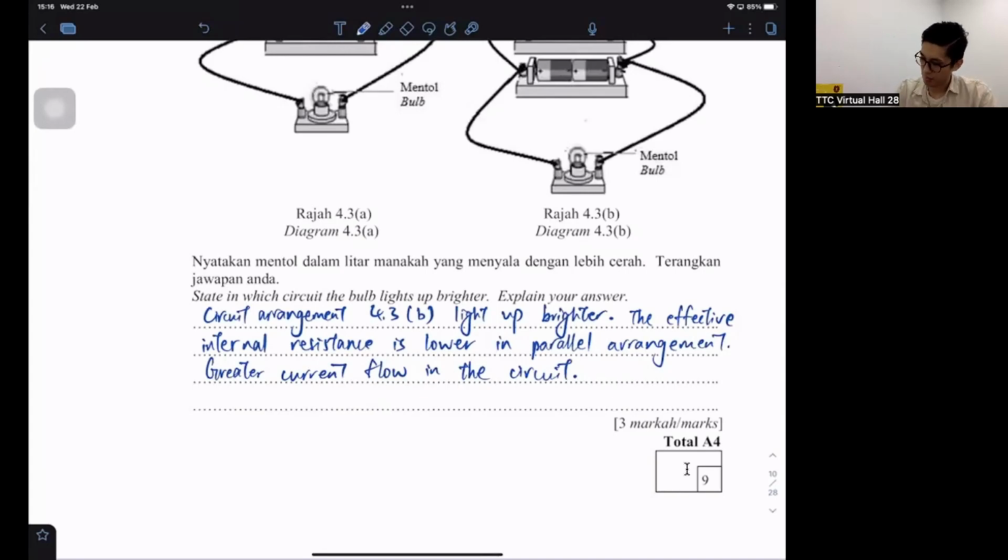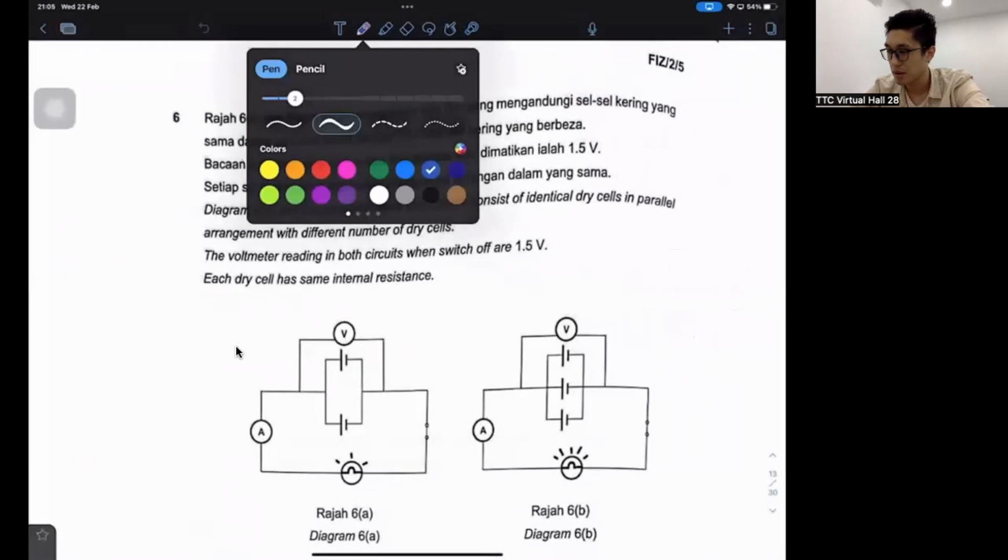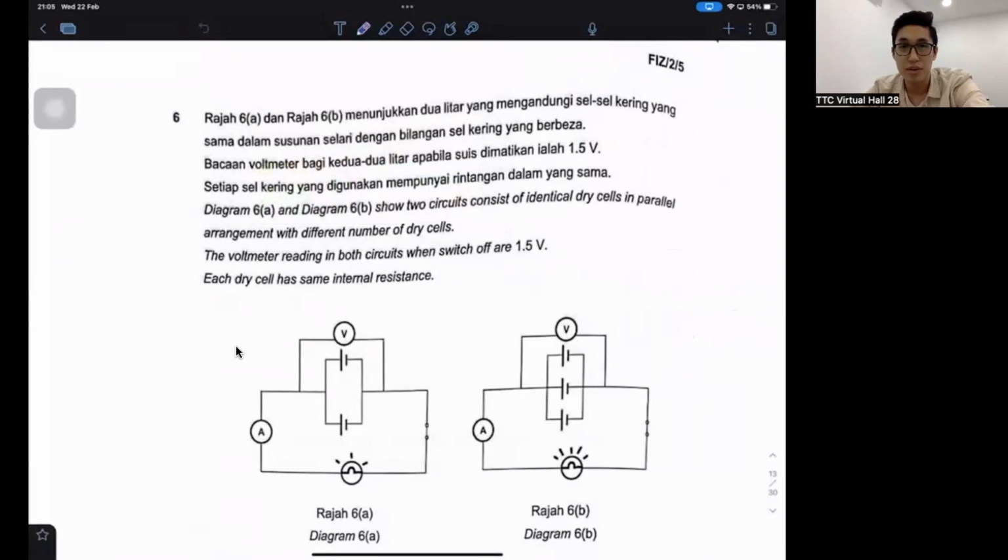Okay, right? So of course you can pause this video anytime if you cannot copy, or just go back if you miss out any of the parts. Okay, then we can look at the next question. So this is the Kedah paper. Yeah, Kedah paper 2, question number 6.